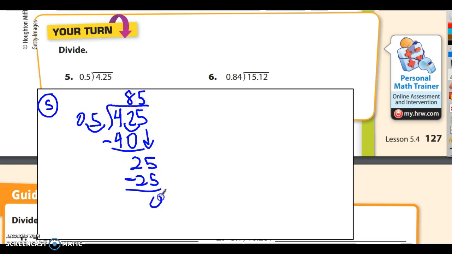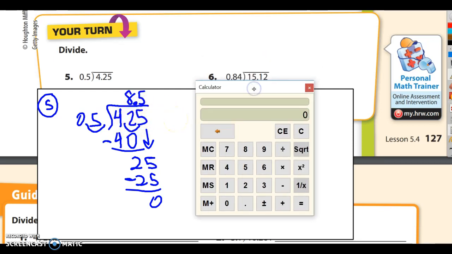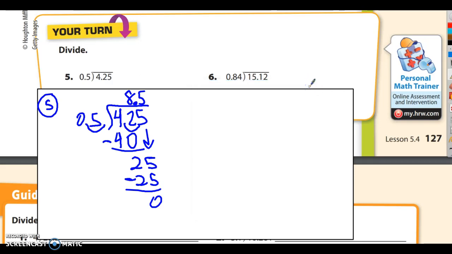Now very precisely go and look at what you did with your decimal. It got moved from here to there, and then it goes straight up, so it's 8.5. If you're ever unsure about that, I trust you not to cheat, but to use your calculator as a checking device. 4 and 25/100 divided by 0 and 5/10 is 8 and 5/10. That's the right answer. Number 6 looks a little bit more complicated just because it's longer, but that's okay.